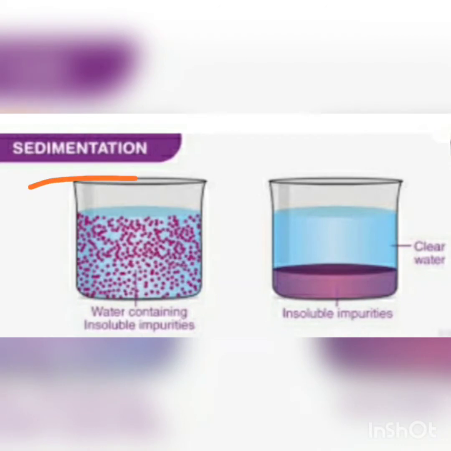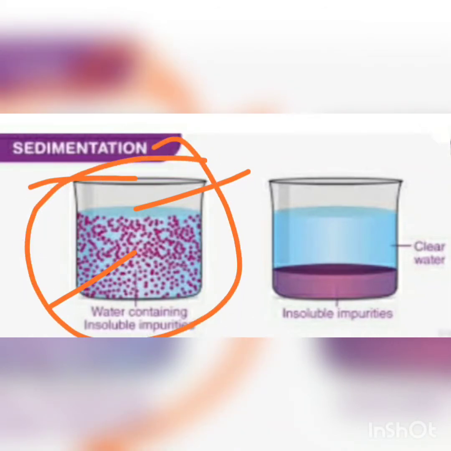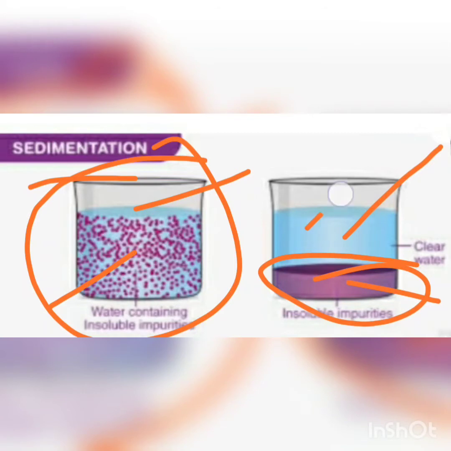Sedimentation. If the insoluble solid is heavier than the liquid in a mixture, we use the method of sedimentation to separate them. In this method, the mixture is allowed to stand for some time so that the insoluble heavy solids settle down at the bottom and the liquid forms a clear layer at the top. The process of settling down of heavy solids at the bottom is called sedimentation, and the solid that settles down is called the sediment. The clear liquid is then carefully poured into another container.